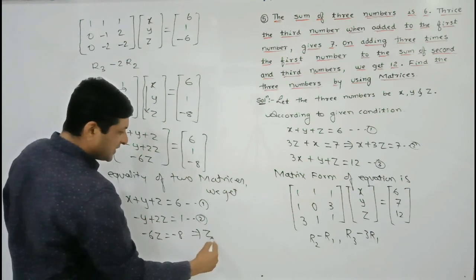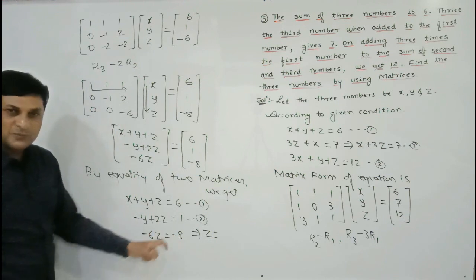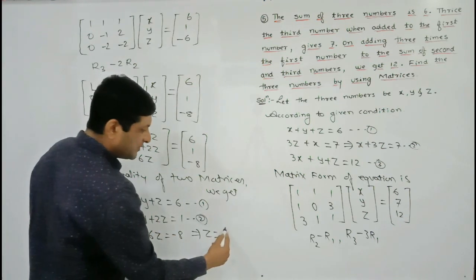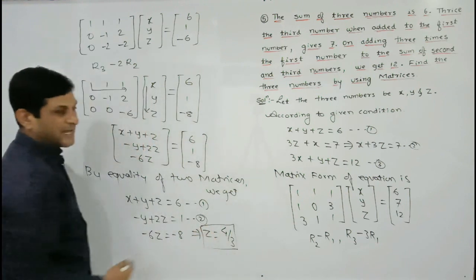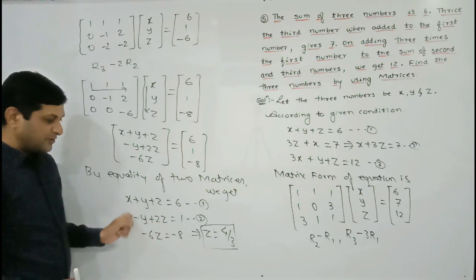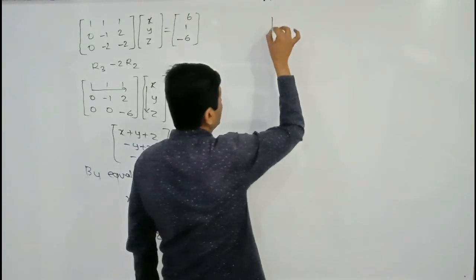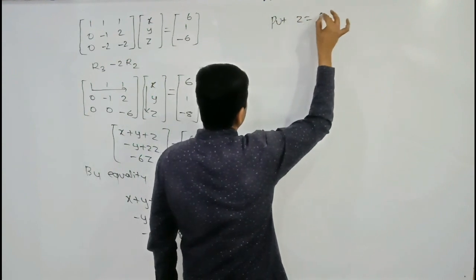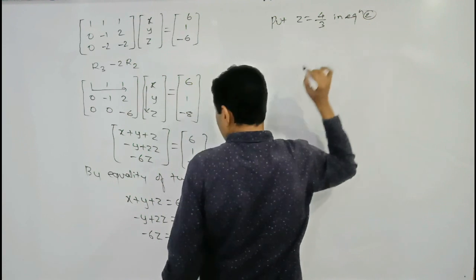This implies that z is equal to minus 8 divided by minus 6. Minus minus will get cancelled and 8 upon 6 will be equal to 4 by 3. In this way, we have got the first required value, z. Now substituting this value of z in this equation, we are able to find the value of y. Now put z equals 4 by 3 in equation 2. Let us see what we'll get.